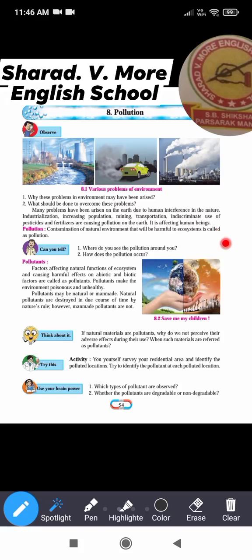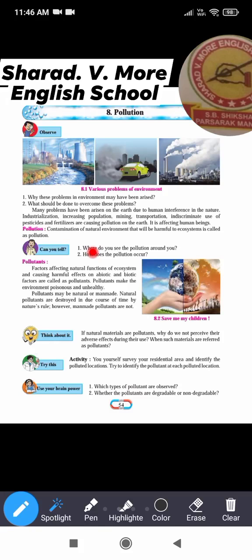Now what is pollution? Contamination of the natural environment that is harmful to the ecosystem is called pollution. Contamination of the natural environment that is harmful to the ecosystem is called pollution. So this is the definition of pollution.